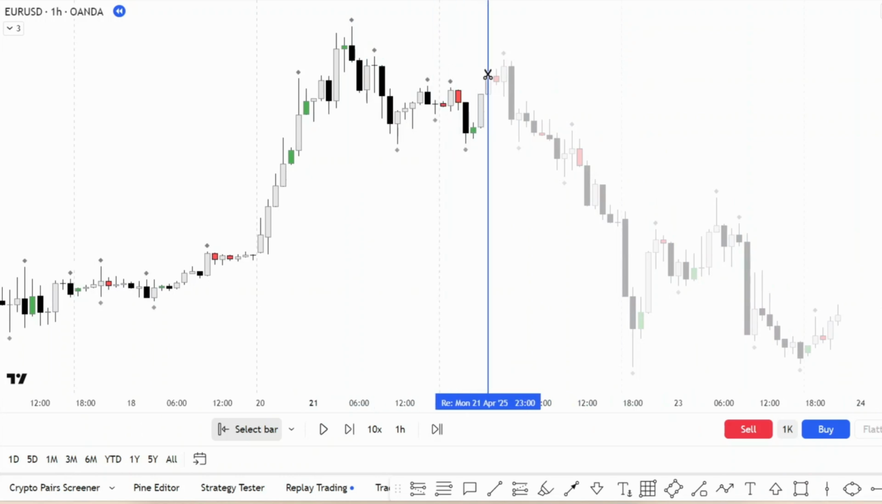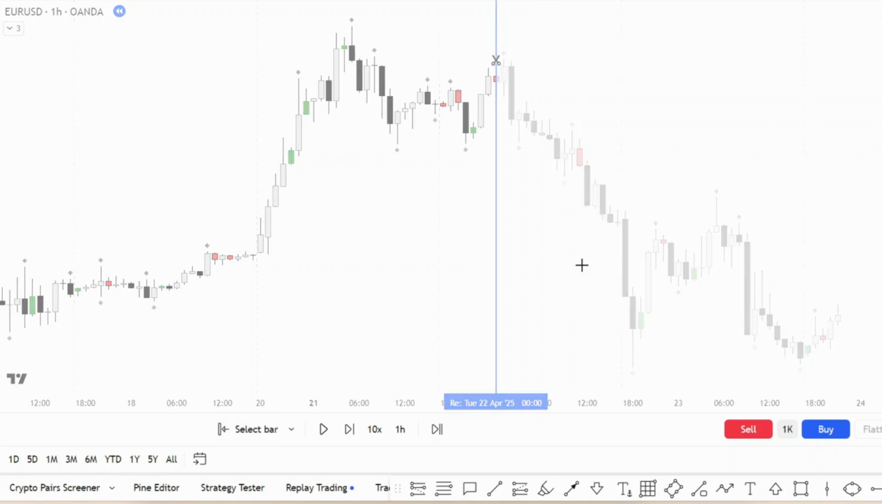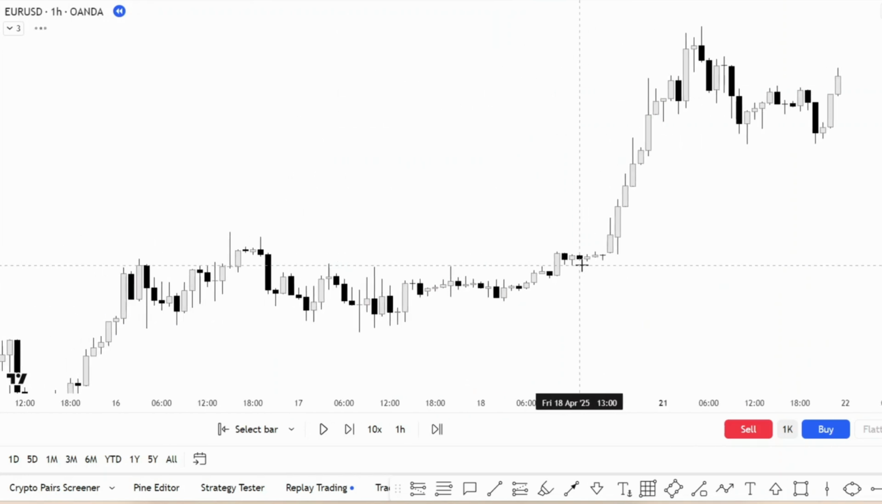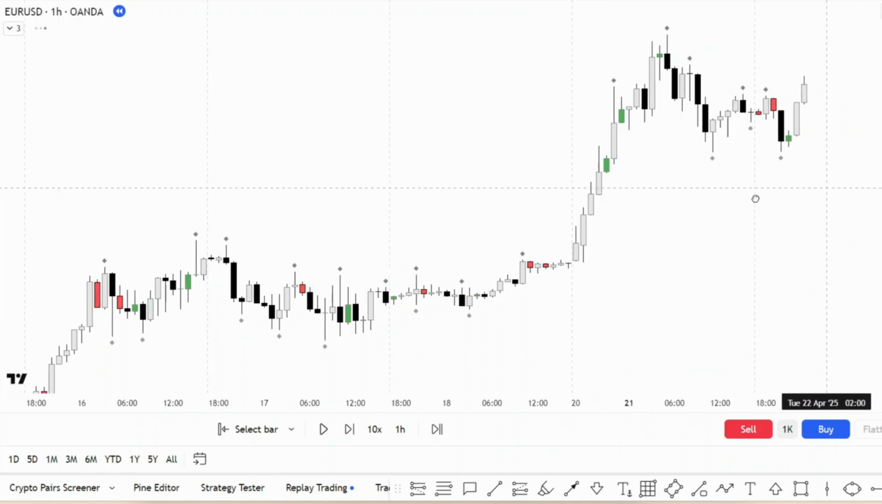All right, London session opens somewhere here. It opens on the next candle, so let's cut this. So let's attempt and see if we're able to catch some good and quality trades.